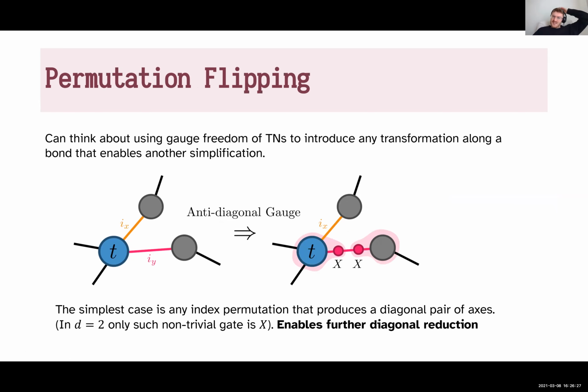We also have, tensor networks have a gauge freedom, which means you can apply any kind of local transformation on the bonds.